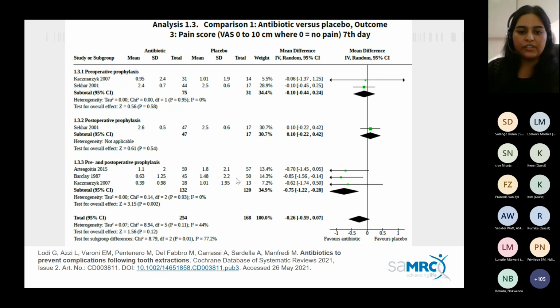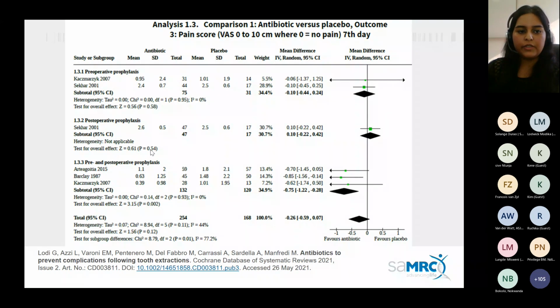If we have a look at the total effect, we see that it is not statistically significant. It includes the null. If we look at the test, the p-value for the overall effect is 0.12. So again, it confirms it's not significant. And if we have a look at our heterogeneity, we see that the I-squared statistic is 44%, so there is moderate heterogeneity here.